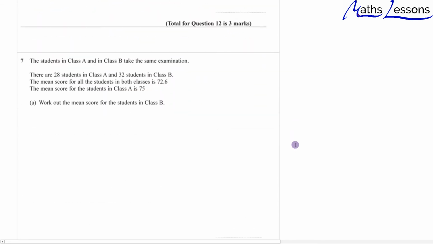Right, here we go, a weighted mean question. Okay, let's see if you can spot how to do this. It shouldn't take more than a minute if you know what you're doing. So let's give you a minute to have a crack, and then I'll go through it.